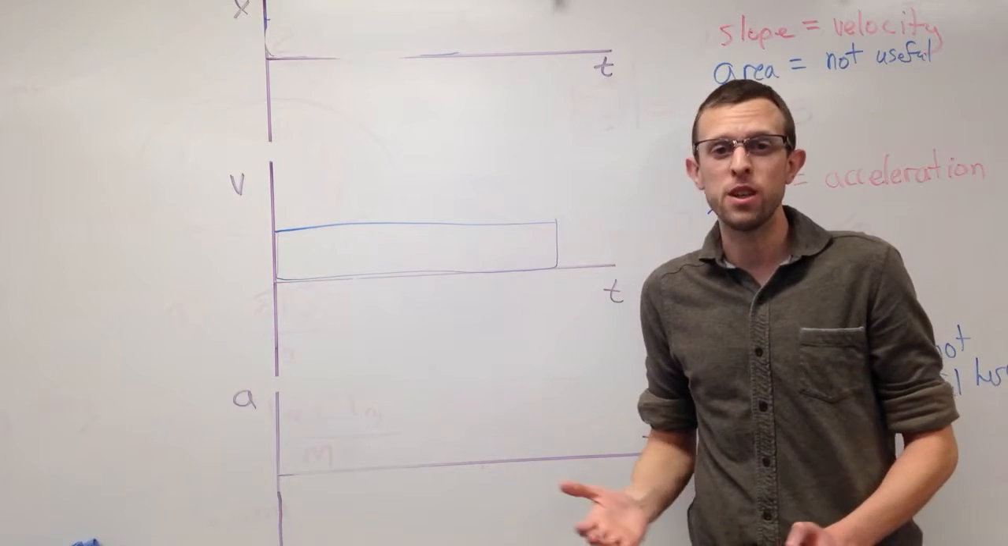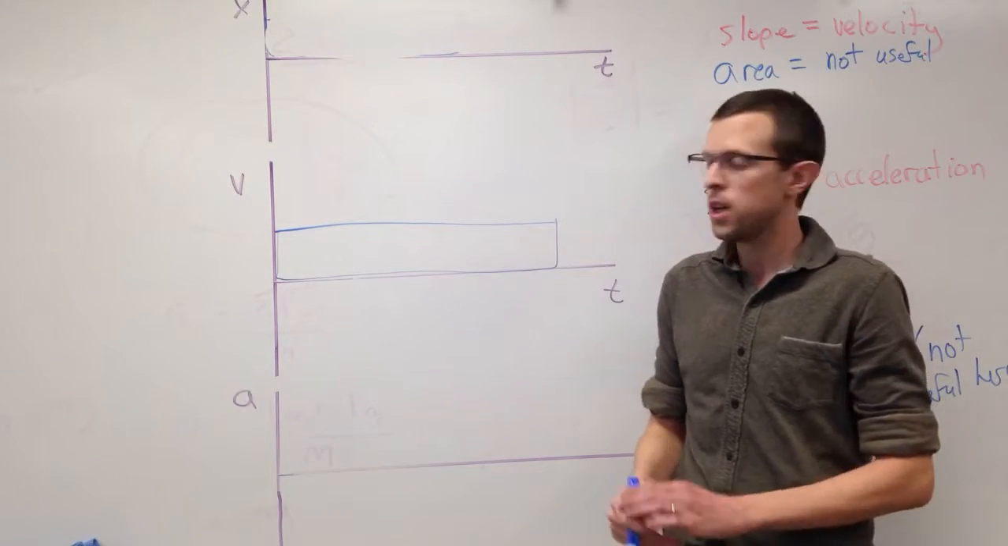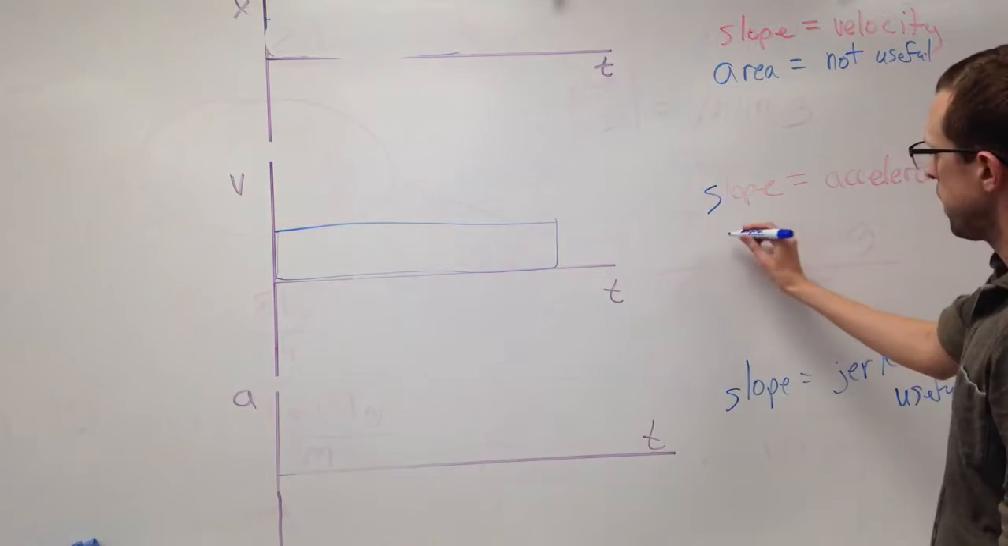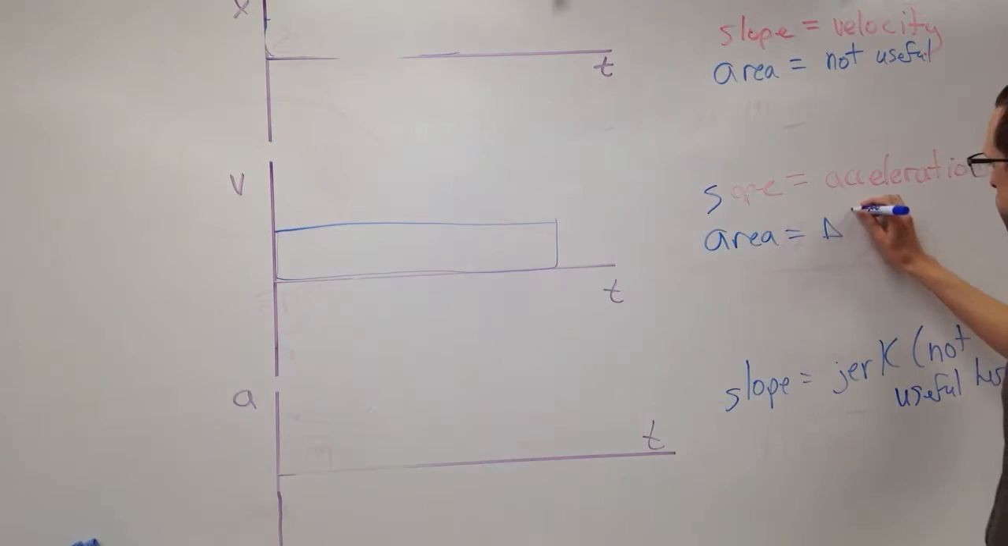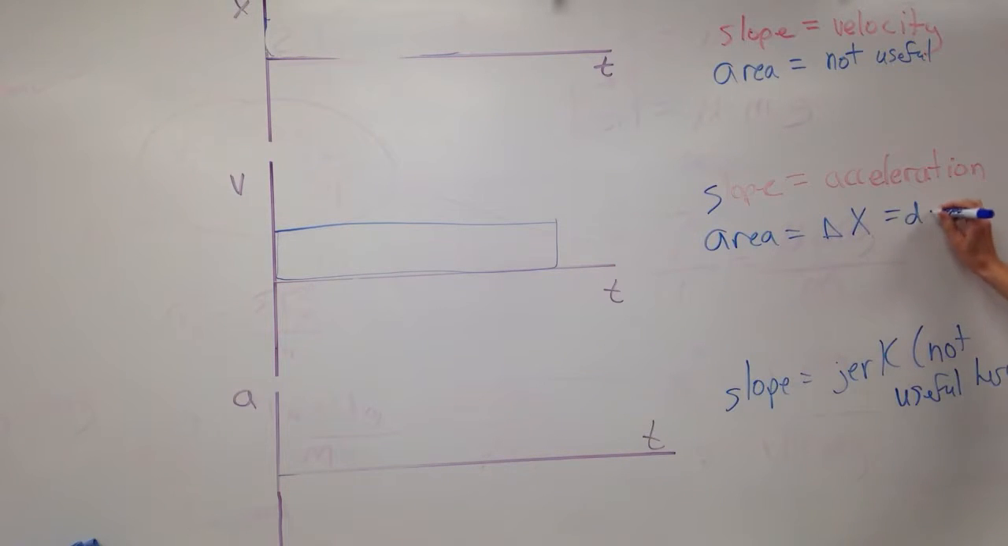That's going to be a displacement. It's how our position changes over this time period. So the area is equal to the change in position, or displacement.